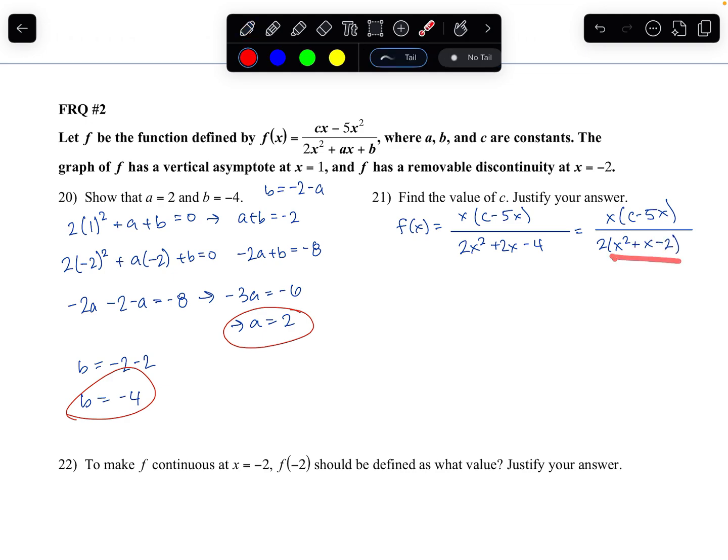Now I'm going to factor this right here. So I got x, I got c minus 5x over x plus 2 and x minus 1. That checks out. Now we know that f has a vertical asymptote at x equals 1. So this is the asymptote. Now if this is a hole, which is a removable discontinuity, that means that these need to be able to cancel out. So that would mean that x plus 2 has to be equal to c minus 5x.